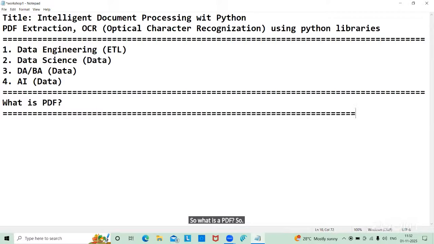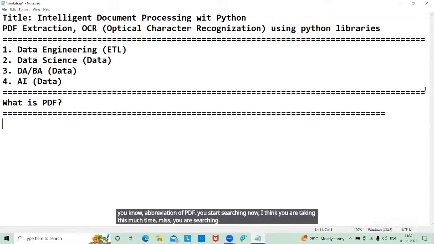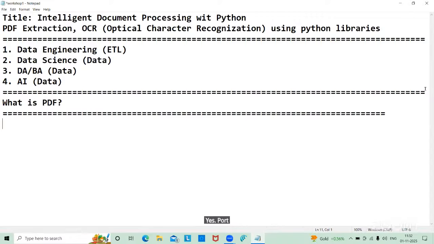Do you know the extension of PDF? Does anyone know the extension of PDF? Don't search in ChatGPT, huh? Okay. What is PDF? Any abbreviation you know? You know the abbreviation of PDF? You start searching now. I think you are taking this much time, which means you are searching. Yes, portable document file. Yeah, you have searched. Yes, Srikant, you have searched, right? Honestly.